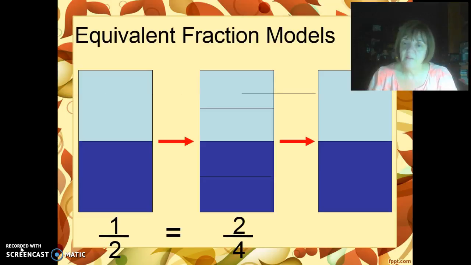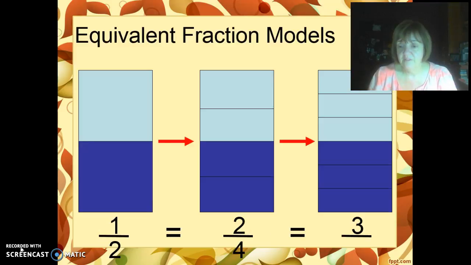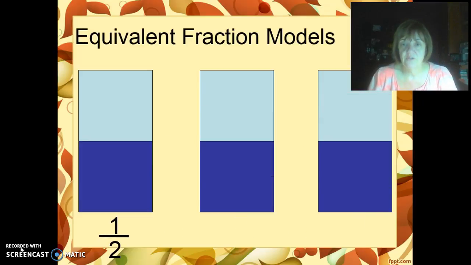Now what happens if I cut my rectangle up into 6 pieces? Well, I've got 3 in the light blue, and I have 6 all together. So all 3 of those are equivalent fractions. They all represent 1/2, but with different numerators and denominators. Let's see that with some other ones.